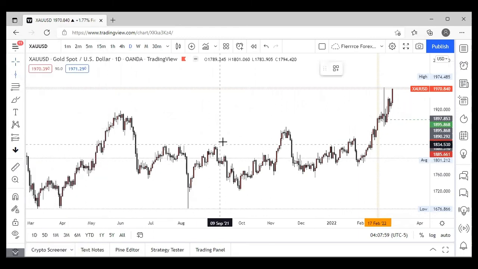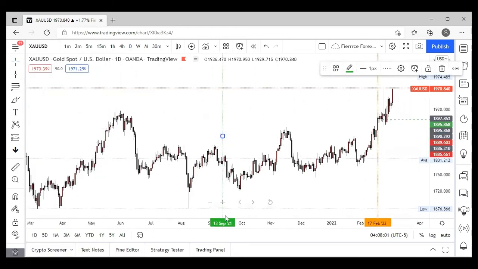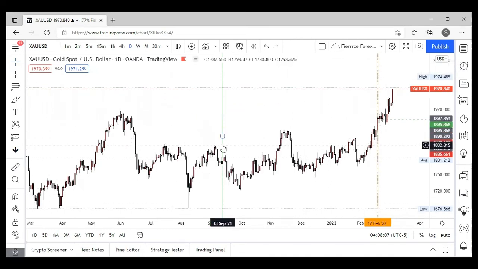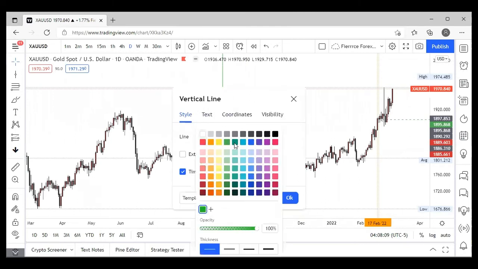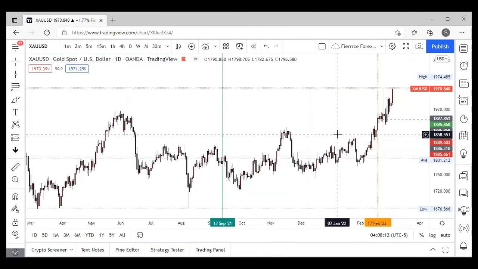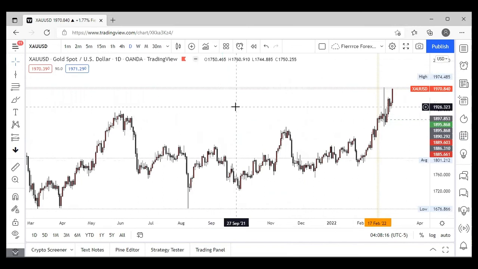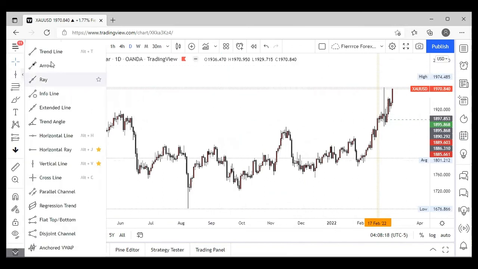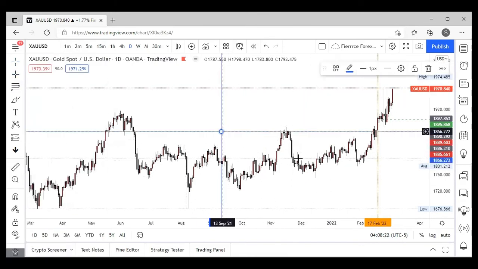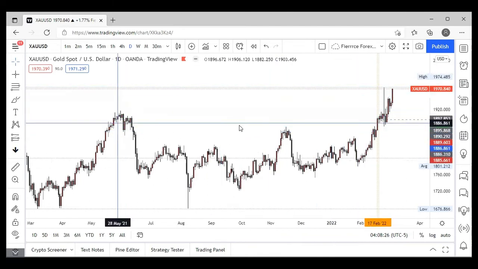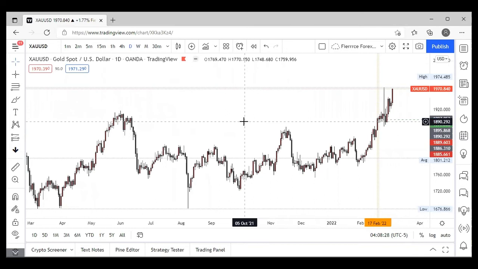I can put a vertical line. Maybe I just want to see, so my vertical line, you can see it's dotted. I can change it to a line. I can change the color of the line, and so on and so forth. I can delete it. So these are the tools that you're going to be drawing on your chart. If I want a cross line, I can have that. Maybe I just want to see where price is, whatever you prefer.